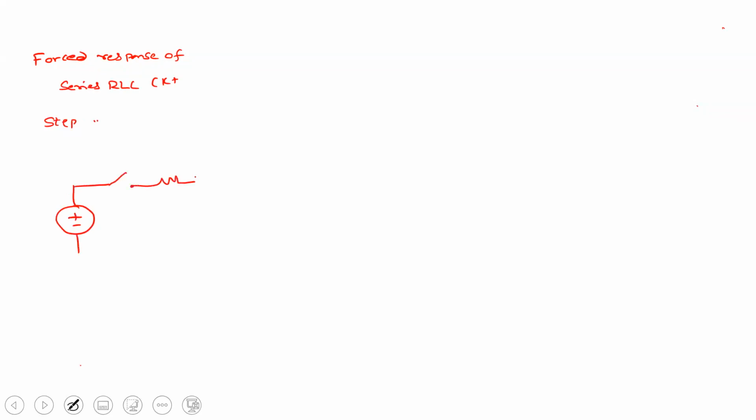Forced response of series RLC circuit. This is also known as the step response of the series RLC circuit. So let us have a circuit which has series RLC elements like this.